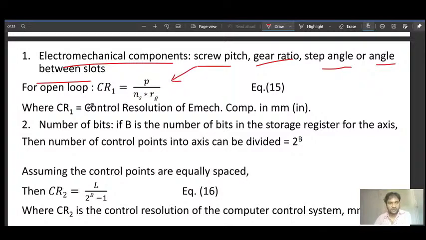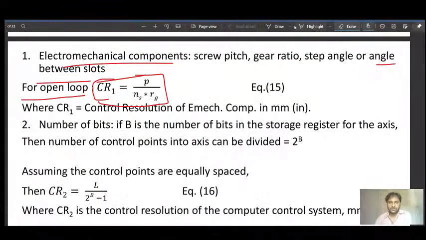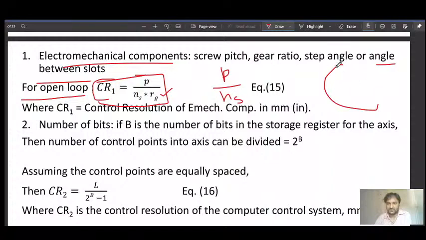the control resolution. So for open loop, control resolution 1 is given by P by NS into RG, that is, P by the number of step angles. Whenever we go from the motor side to the lead screw side, we always divide by RG. So if there is no RG, it is P by NS, and that becomes the case for pitch by NS.